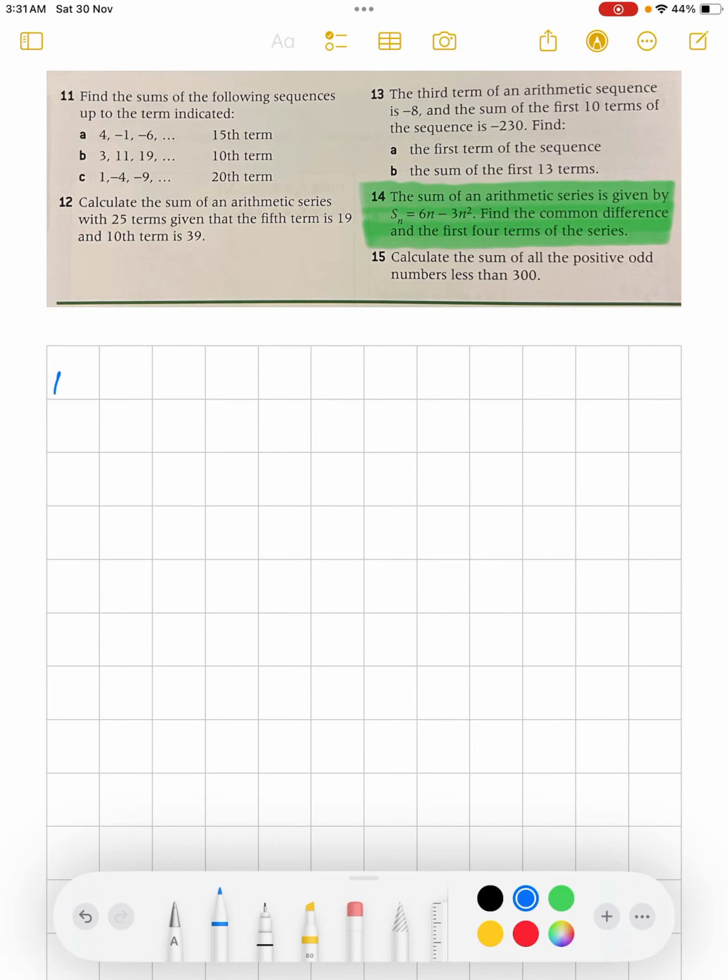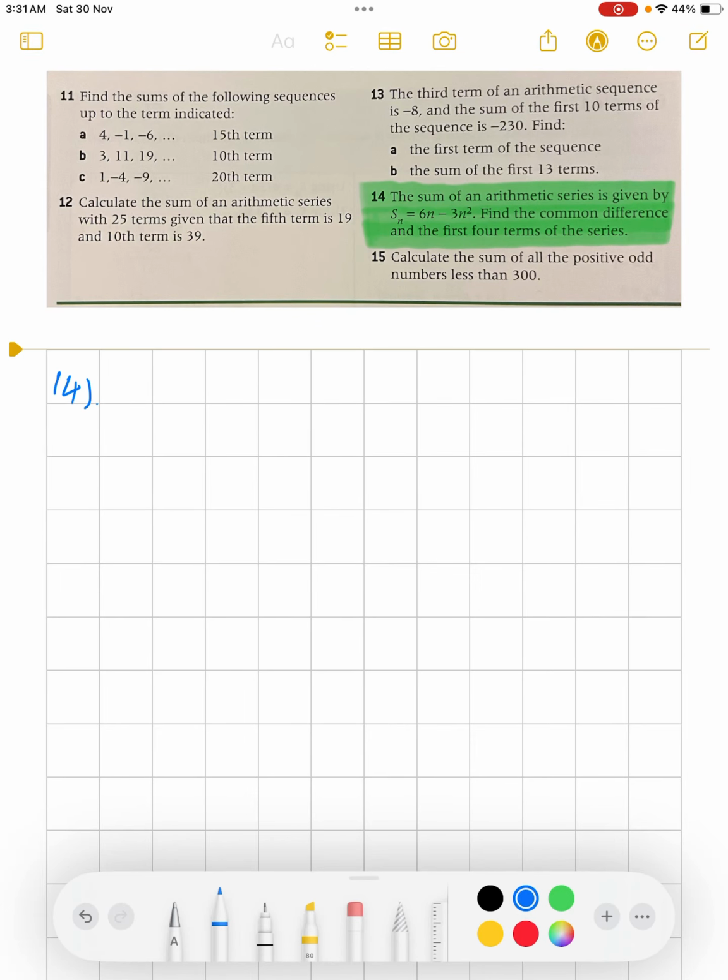I'm going to be looking at question 14 here. And it says the sum of an arithmetic sequence is given by a formula, which is 6n minus 3n squared. And we want the common difference and the first four terms of that sequence.